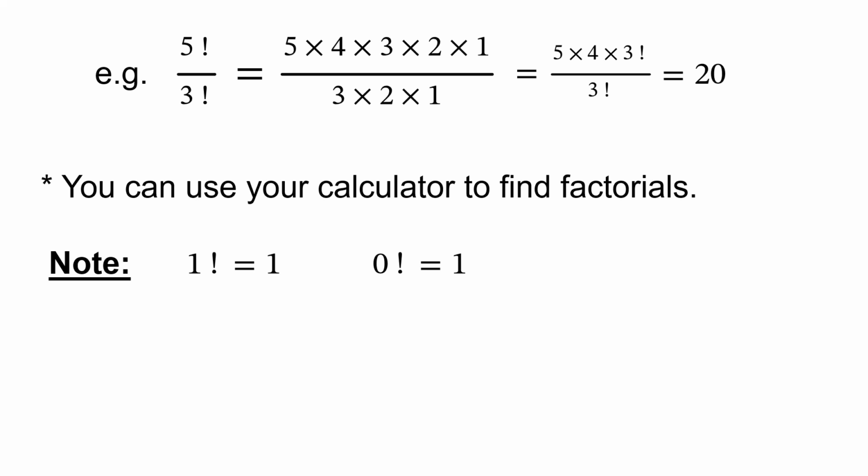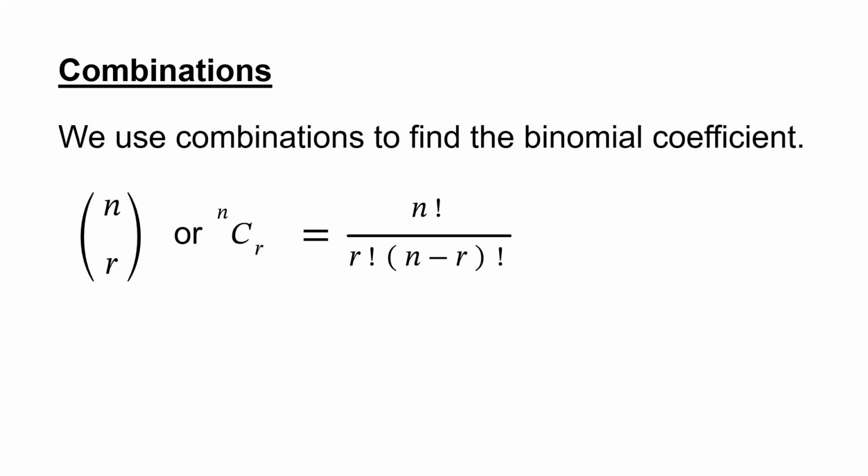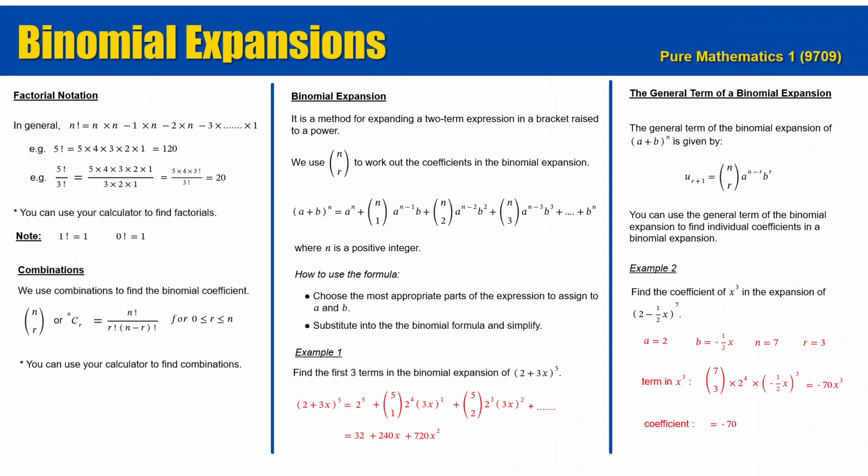Let's go to the next operation which you need to know as we are getting ready to look at binomial expansions, and that's combinations. So we use combinations to find what we call the binomial coefficient. The combination n choose r, which is also written nCr, is equal to n factorial over r factorial times n minus r factorial. And this is for values of r ranging between 0 and n. And just like with factorials, you can use the scientific calculator to find combinations. So that's basically how we do it.